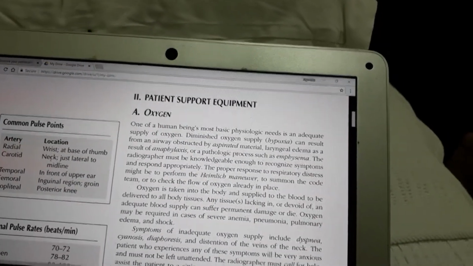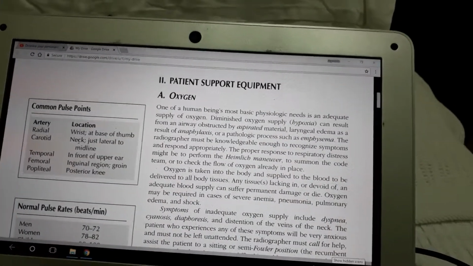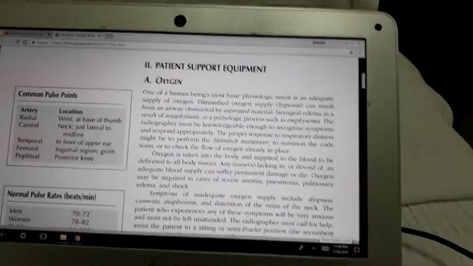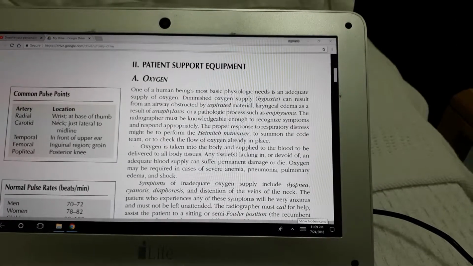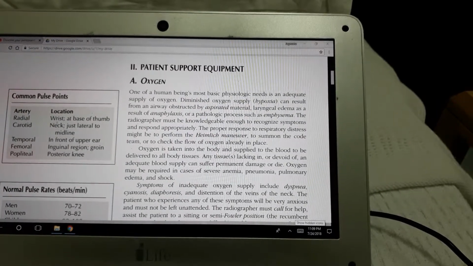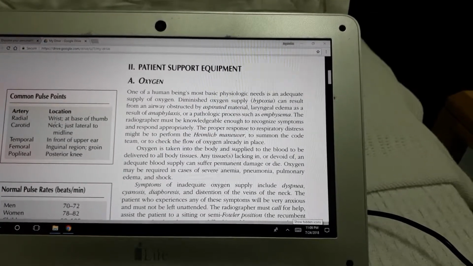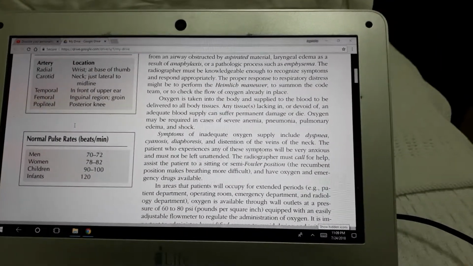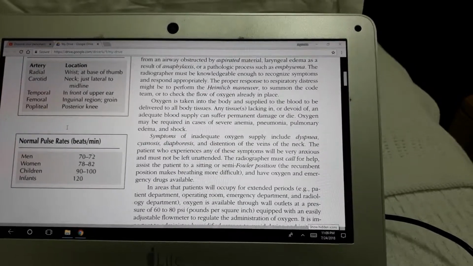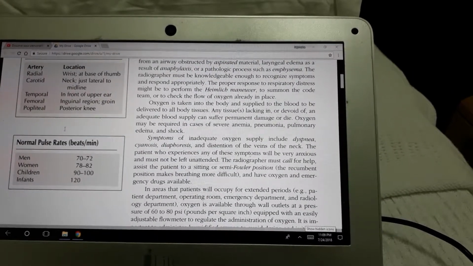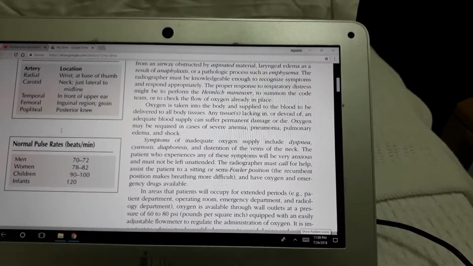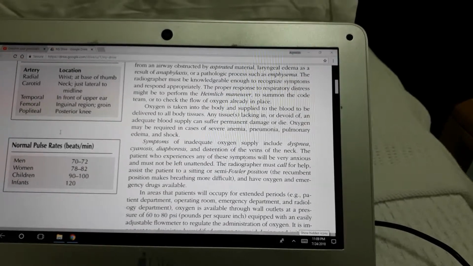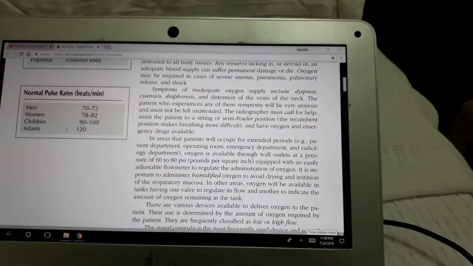The common pulse points are radial, carotid, temporal, femoral, and popliteal. Normal pulse rate: men 70 to 72, women 78 to 82, children 90 to 100, infant 120.